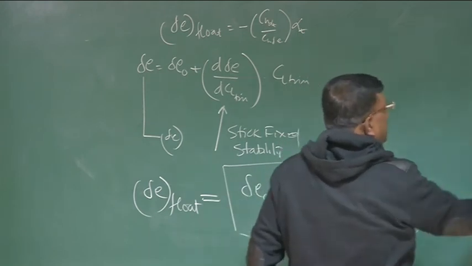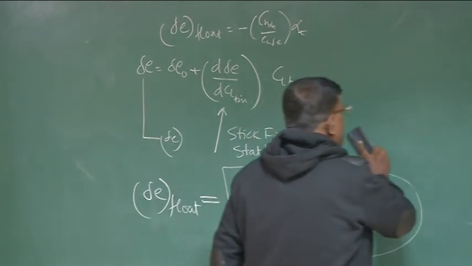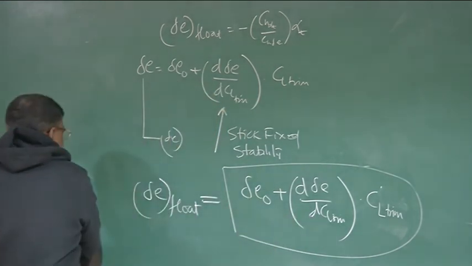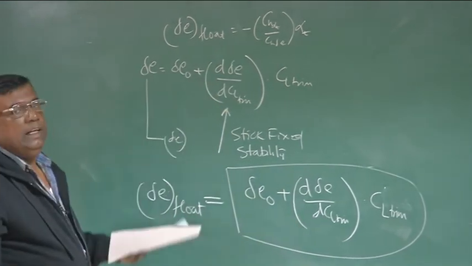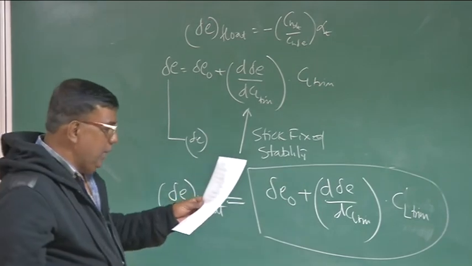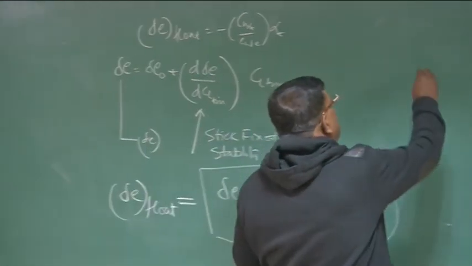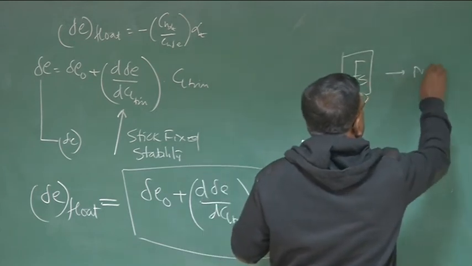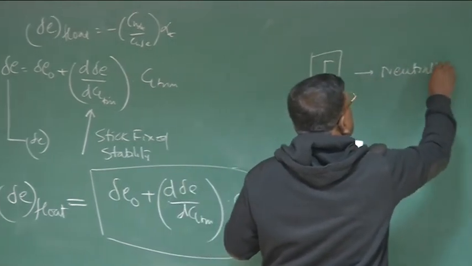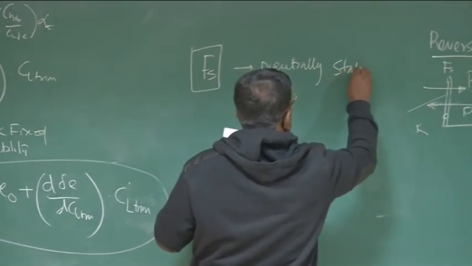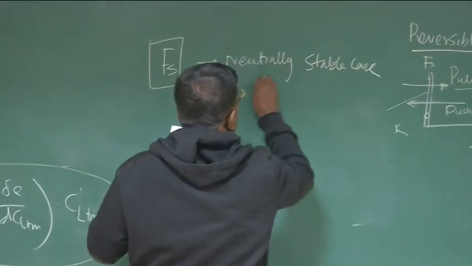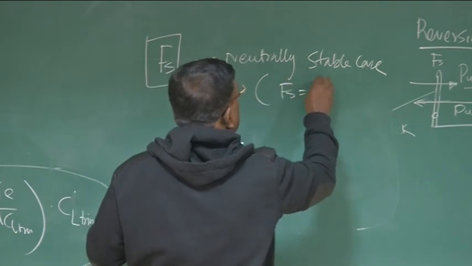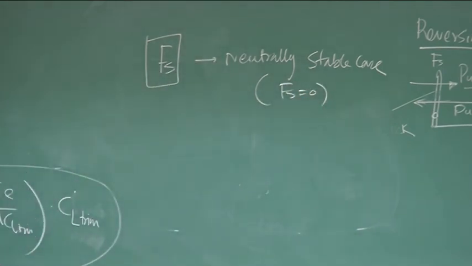That means if the airplane is designed so that whenever it goes to a particular CL, automatically the float is exactly equal to the delta E required, then it does not require any stick force to be applied, and that is the case we call, in terms of stick force, a neutral stable case. That is Fs equal to 0. Here again we are trying to build some convention.